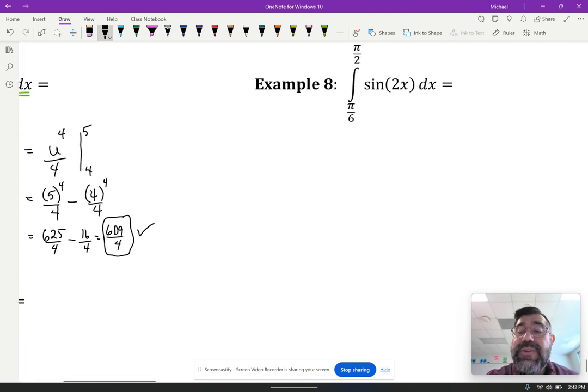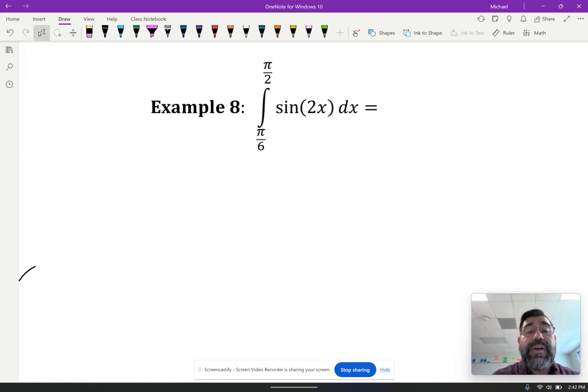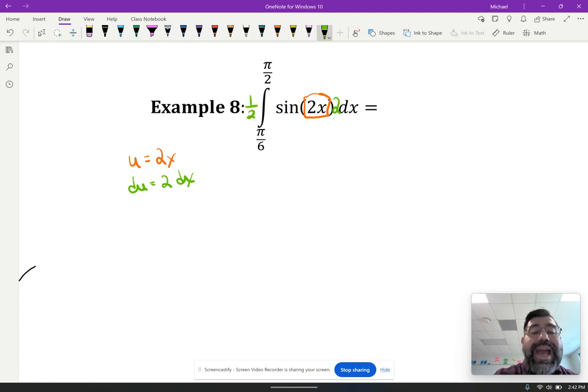Let's try it again. We'll do example 8 and then we'll pause. All right, can you identify the u? I'm going to say u is 2x. What would be du? Du would be 2dx. Do I have 2dx? I don't. So I'm going to multiply a 2 here, but I can't just willy-nilly introduce a 2 without balancing it out with a 1/2 on the outside. I do that so that everything stays equivalent. But I needed this in order to make this exchange.